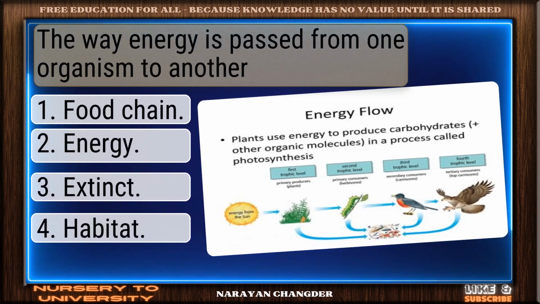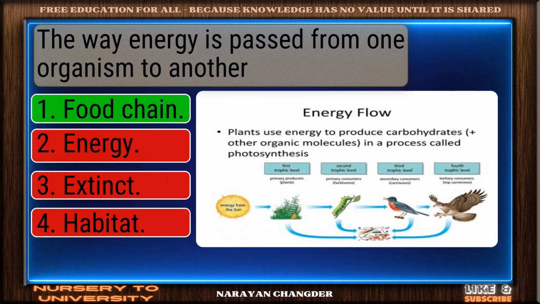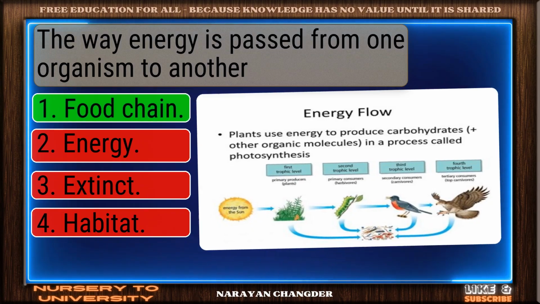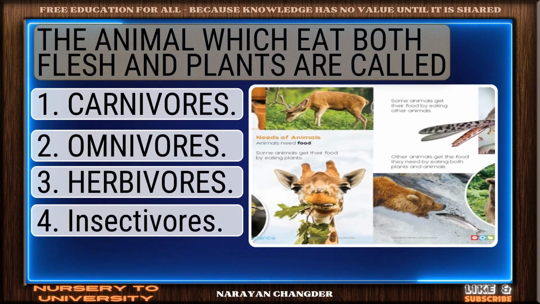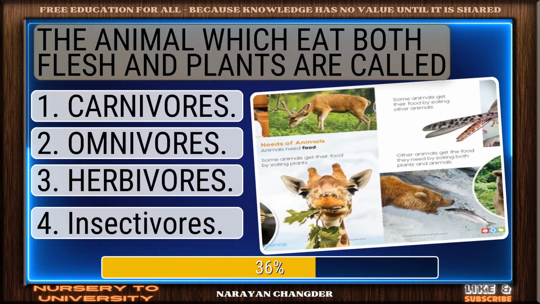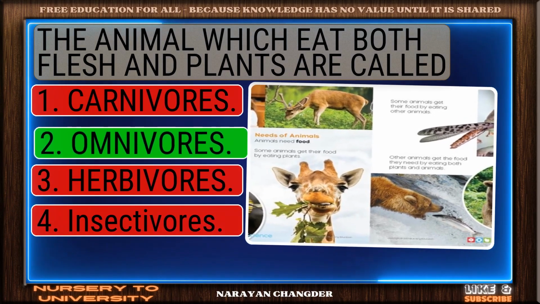The way energy is passed from one organism to another. Great job. Food chain is the accurate answer. The animal which eat both flesh and plants are called. Well done. Omnivores is the right choice.